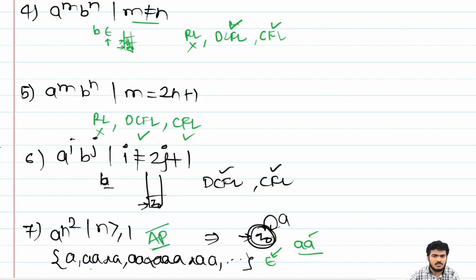In AP means arithmetic progression, meaning there is no pattern, we are not able to identify the pattern. If we are not able to identify a pattern, then definitely this is not a regular language, and we can also say that designing a PDA is not possible. So we can say that this is not a context free language. Okay, let's see more examples.